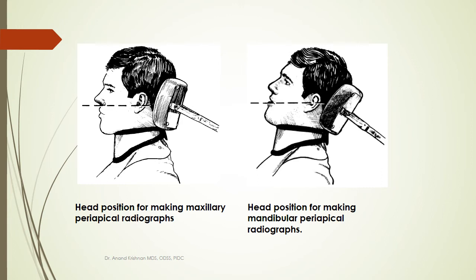After you position the film inside the patient's mouth using a snap array, if the IOPA is going to be for a maxillary tooth, the patient has to sit straight and look straight. By that you will achieve an occlusal line that is almost horizontal, or parallel to the floor. But if it is going to be mandibular, then you ask the patient to tilt the head a little bit backward, so that the occlusal line is almost parallel to the floor.